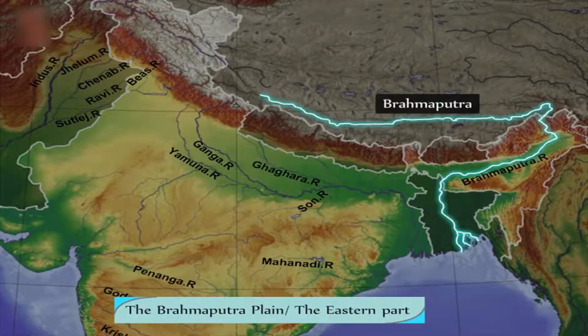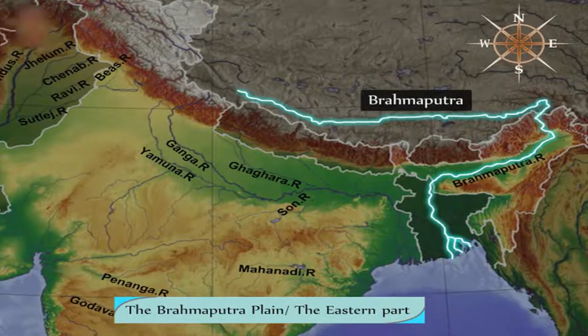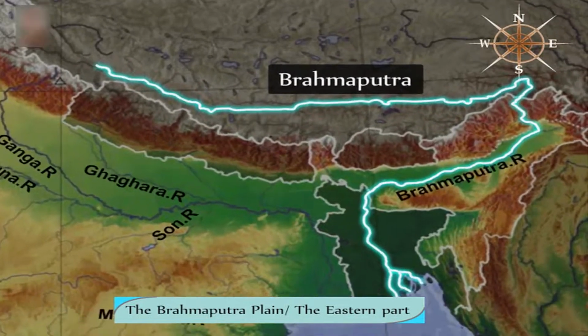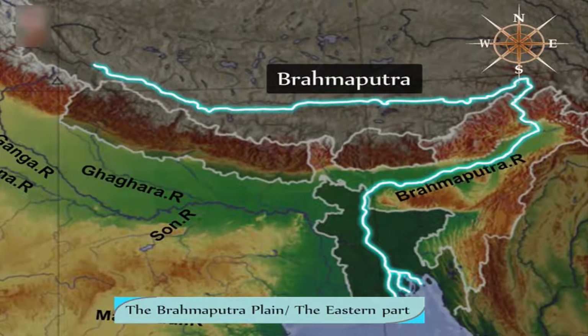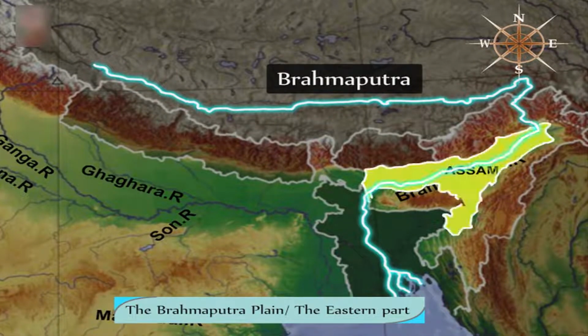C. The Brahmaputra Plain or the eastern part. It forms the eastern part of the northern plain. This is formed by the river Brahmaputra and its tributaries and lies in Assam.